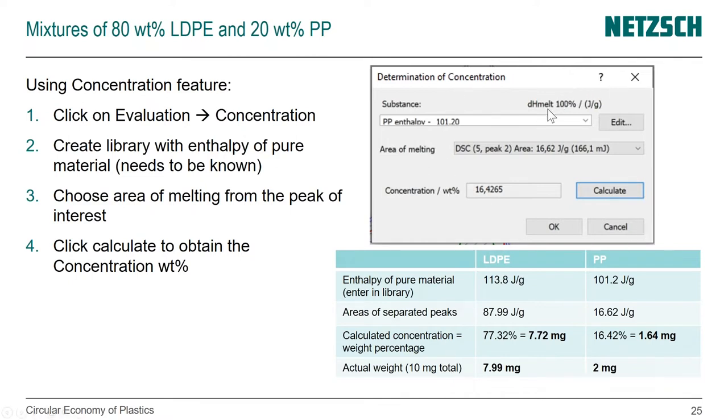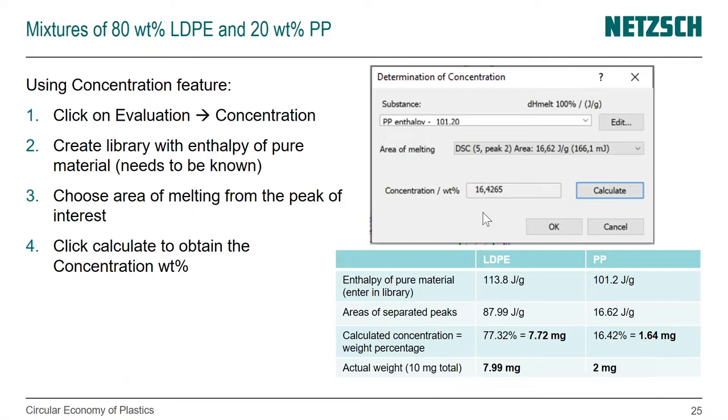Now I go up here. And in order to be able to do that automatically, you have to create a library with enthalpies of the pure materials. So that would be the 101.2, which I selected here for the PP. And then I choose the area of melting, which is also the PP peak. And I just click on calculate, and I get exactly the same weight percentage that I calculated by looking up what weight my sample had and stuff like that. So the software can do it automatically, but only in regard to a reference material. And that's the crux of all of it at some point.